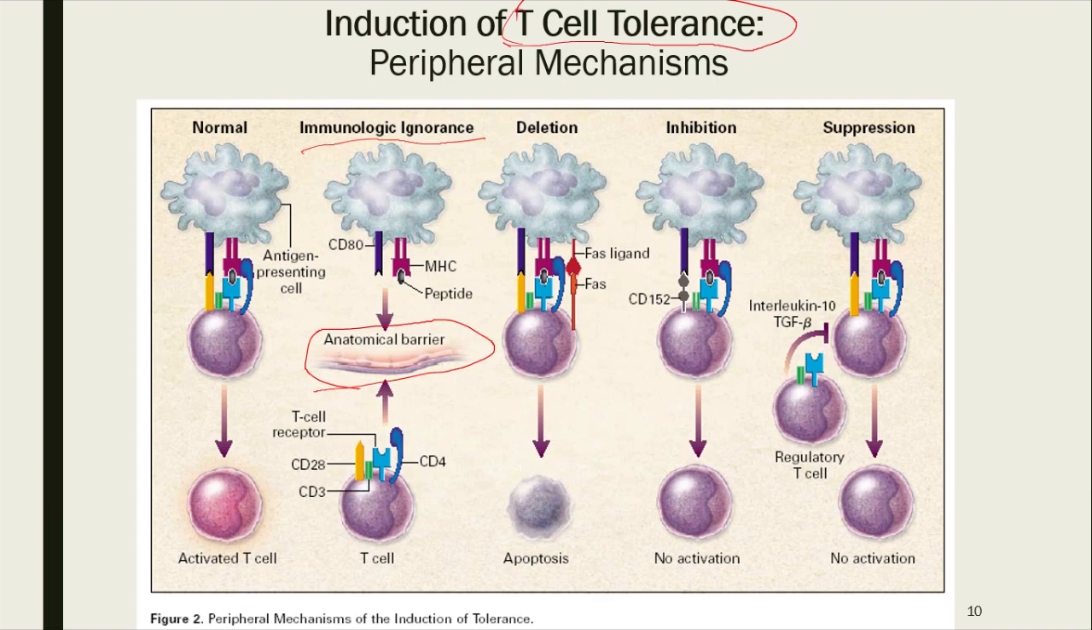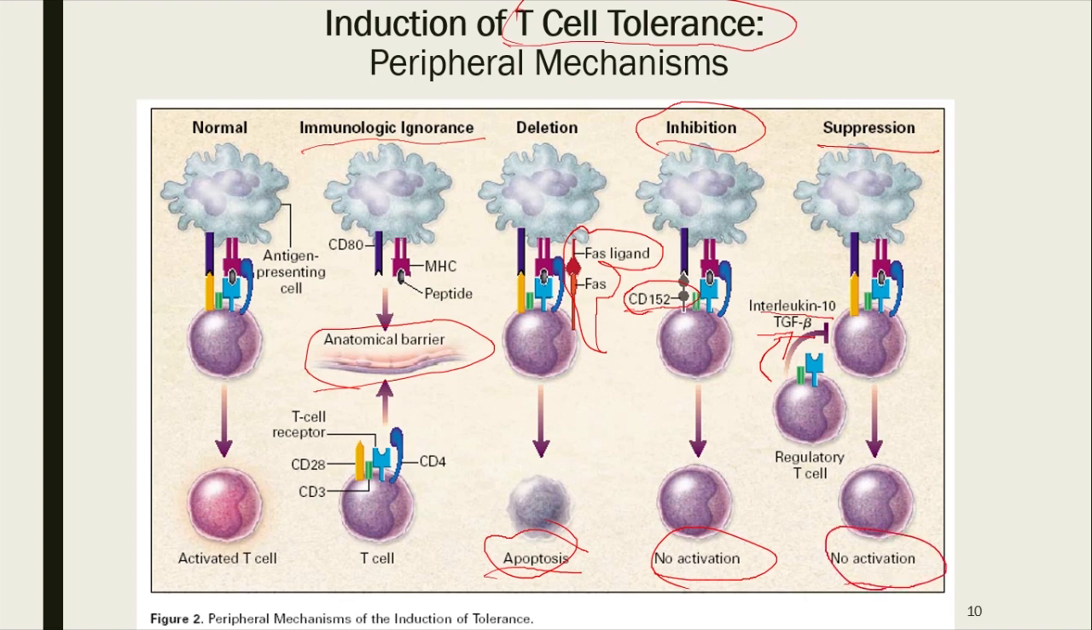Physically block off. And then, through deletion, the interactions between Fas and Fas ligand can lead to apoptosis. And you have inhibition, where CD152 sneaks in between the B7 and prevents the activation, so no activation. And then we have suppression, where the Treg cells secrete IL-10 and TGF beta, again leading to no activation. I think this is a nice graph to summarize what I've just talked about in the past 10-15 minutes or so.